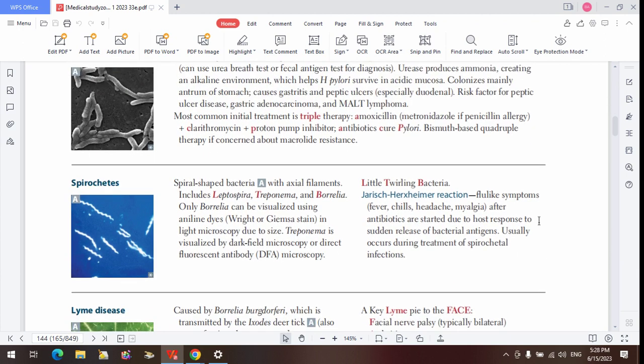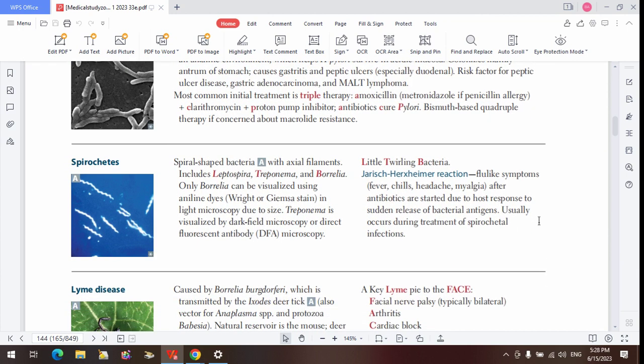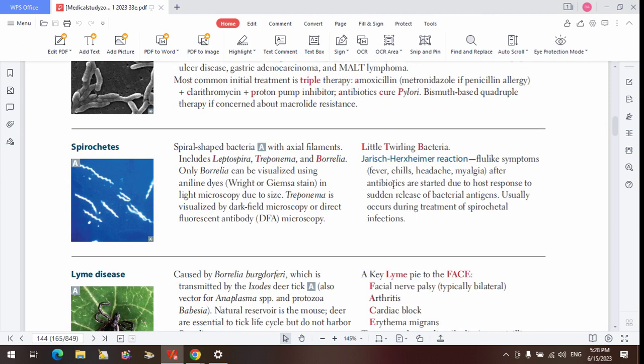Yeah. So let's move to the spirochete. Spirochete just means spiral-shaped bacteria. These are what they look like on microscopy. There are three: Leptospira, Treponema, and Borrelia. You cannot visualize these on gram stain, particularly your Leptospira and Treponema.